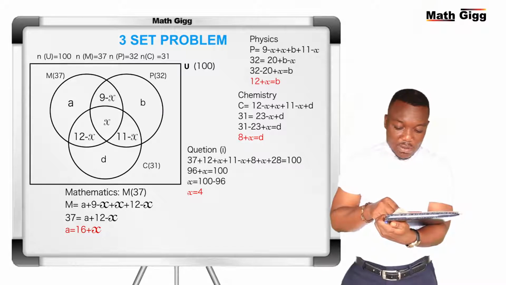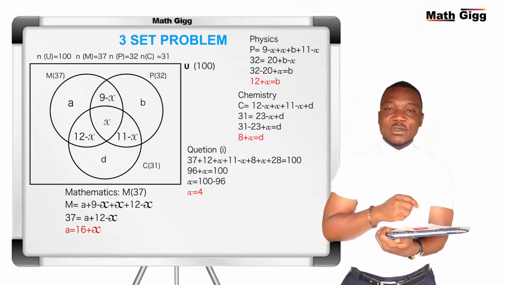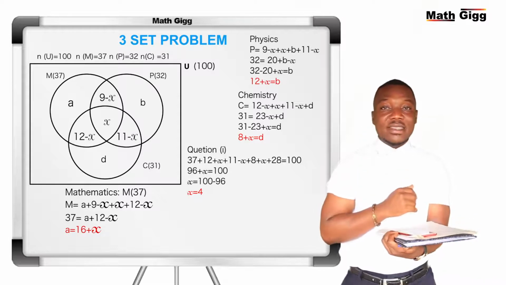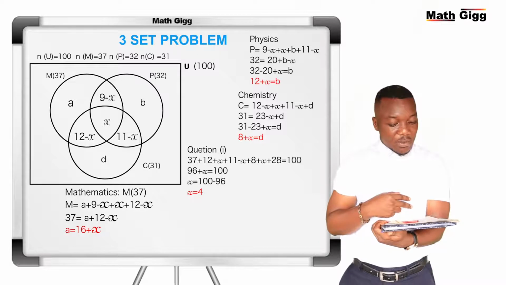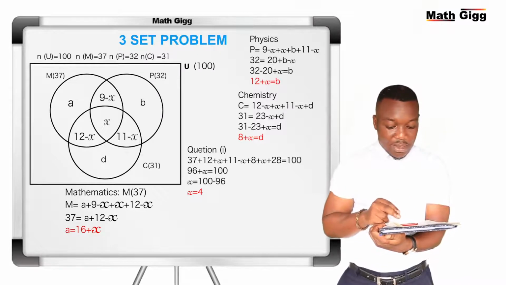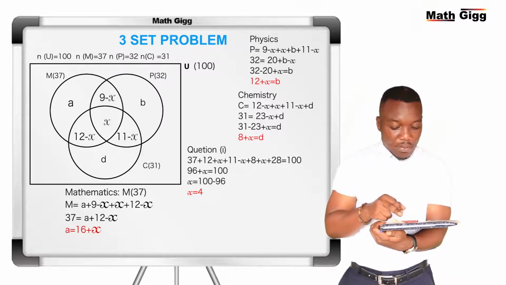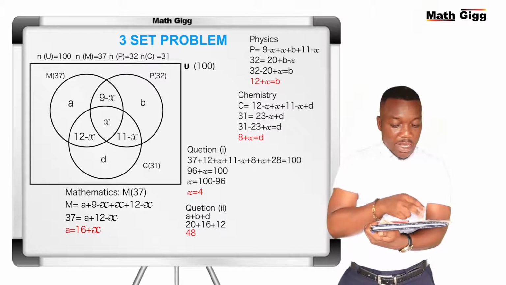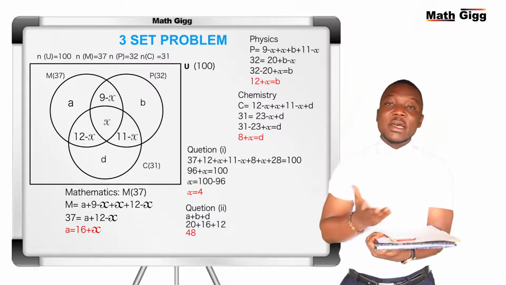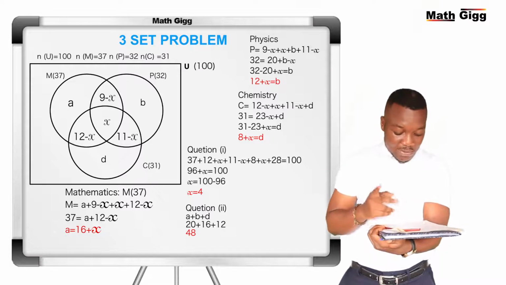The number of students who study only mathematics, only physics, and only chemistry. It means we are going to add all these. So which part represents only mathematics? Only mathematics, we had A. Only physics, we had B. Only chemistry, we had D. Now we have expressions. In A, we have 16 plus x. Now we know the x value. So it's going to be 16 plus 4. And then A is 20.